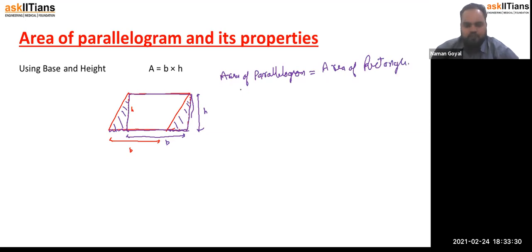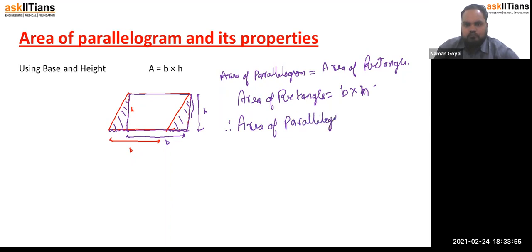Isn't it? And we know that the area of a rectangle is B into H, because B is the length and H is the breadth. So we can say that, therefore, the area of a parallelogram is B into H. So we derived the formula for the area of a parallelogram.